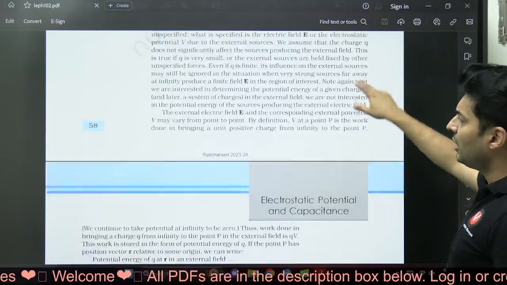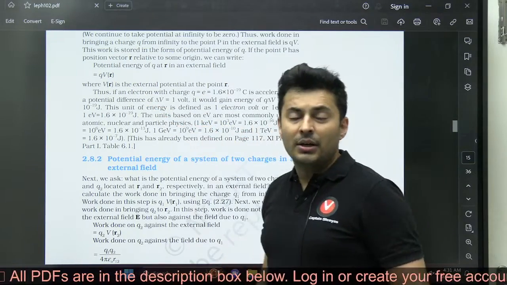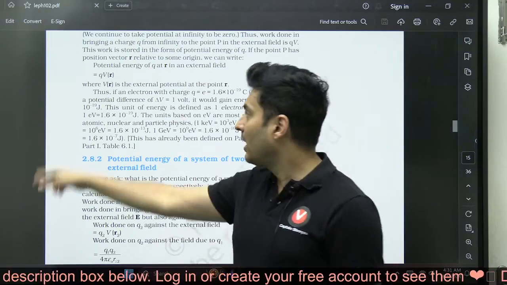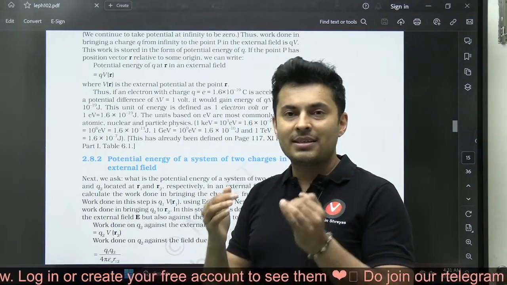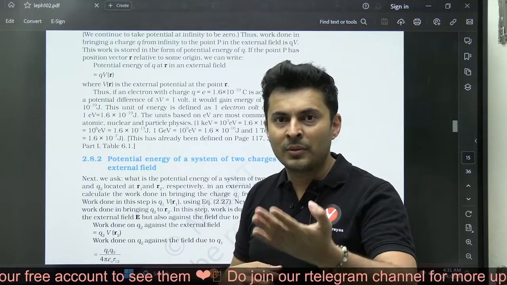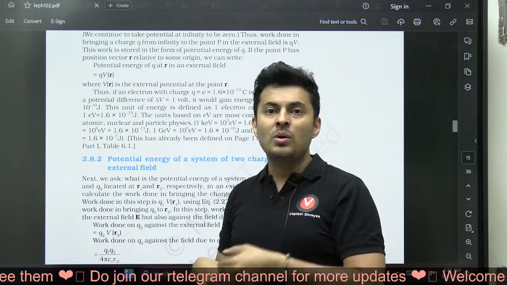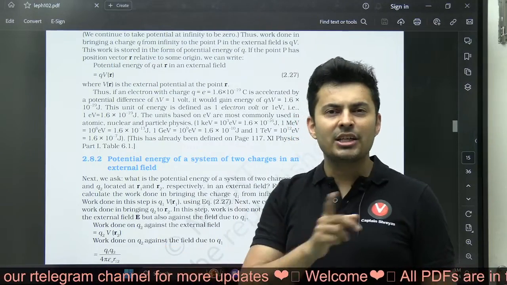Energy of a single charge. This formula. Just like force is charge into field, same way energy is charge into potential. Whatever is force, same way it is potential energy. Force is charge into field, potential energy is charge into potential.